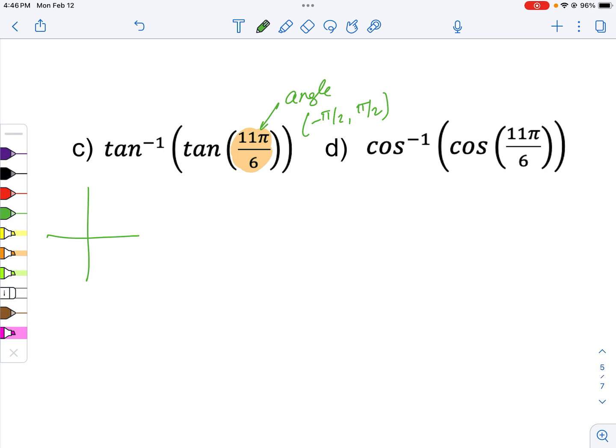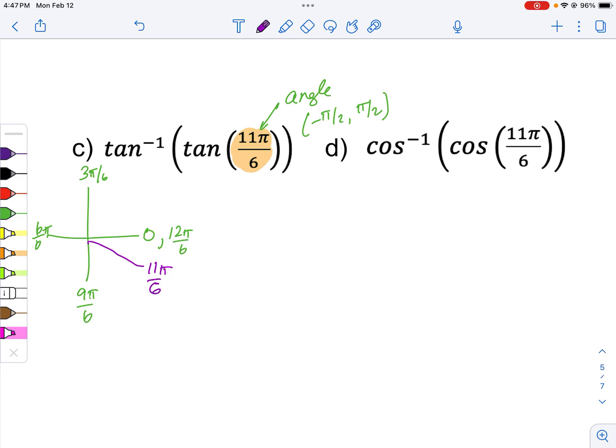So let's label our circle. I know this is 0. I know this is 6π/6. Up here would be 3π/6. Add them together to get the bottom, we get 9π/6. And 2π would be 12π/6. Okay, so I know that 11π/6 is right here.